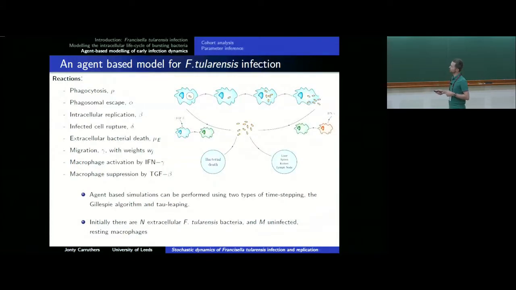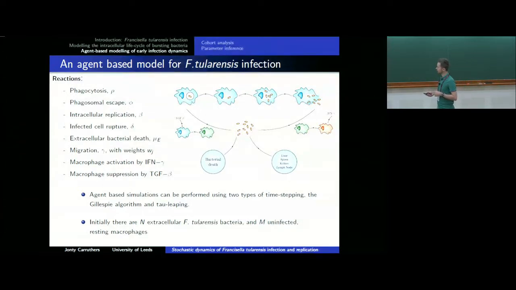So when we look at the reactions that we define for agent-based models, we've got phagocytosis, so bacteria entering the cells. We have phagosomal escape, intracellular replication, the rupture. We're also going to account for extracellular bacterial death. And then this term is migration from the lung to another organ. We're going to have weights on each of those organs as well that will determine, given that it's leaving the lung, how likely it is to go to each organ. And then we also have this activation and suppression of macrophages. But again, this isn't the focus here.